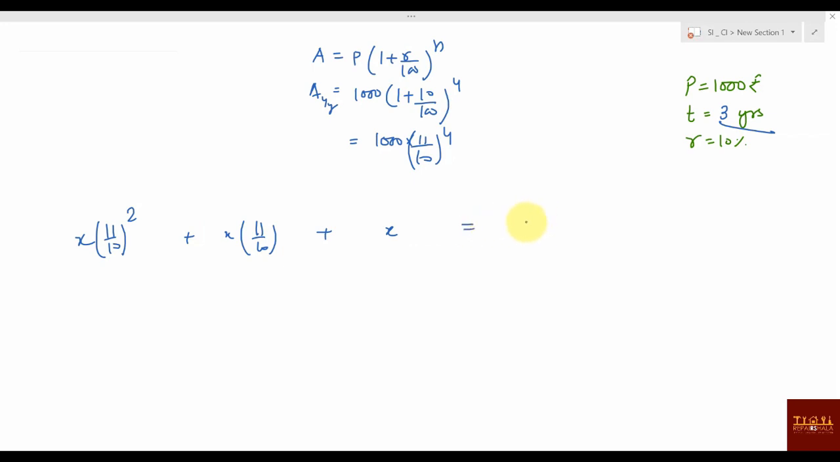Add it. You will get the total amount when you don't pay any installment. Total will be how much? You can say X into 11 by 10 for how many years? 3 years.